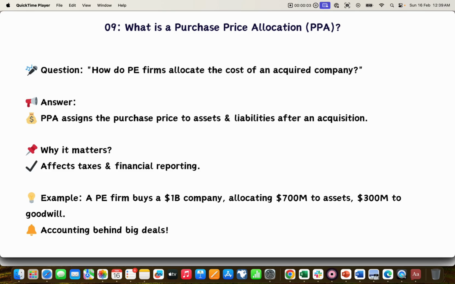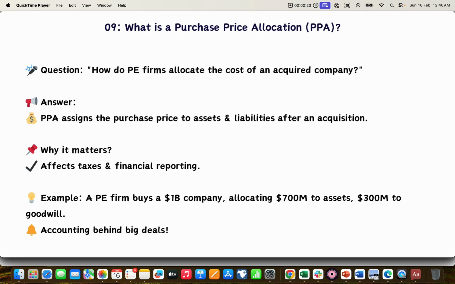Today we'll discuss the purchase price allocation (PPA). So how does a PPA firm allocate the cost of an acquired company? For example, a PE firm wants to buy a new company, or target company. So how do we estimate the cost of an acquired company? There the PPA will come into the picture.